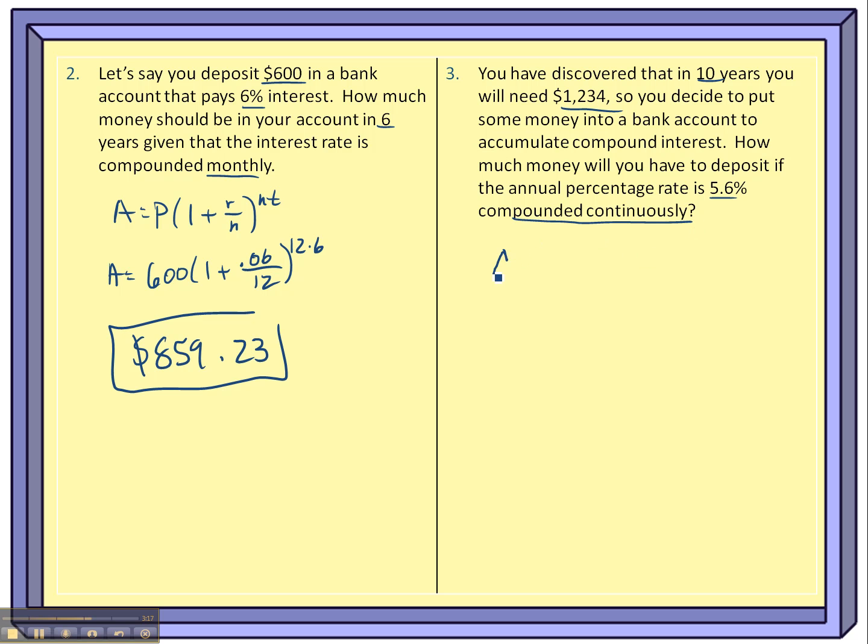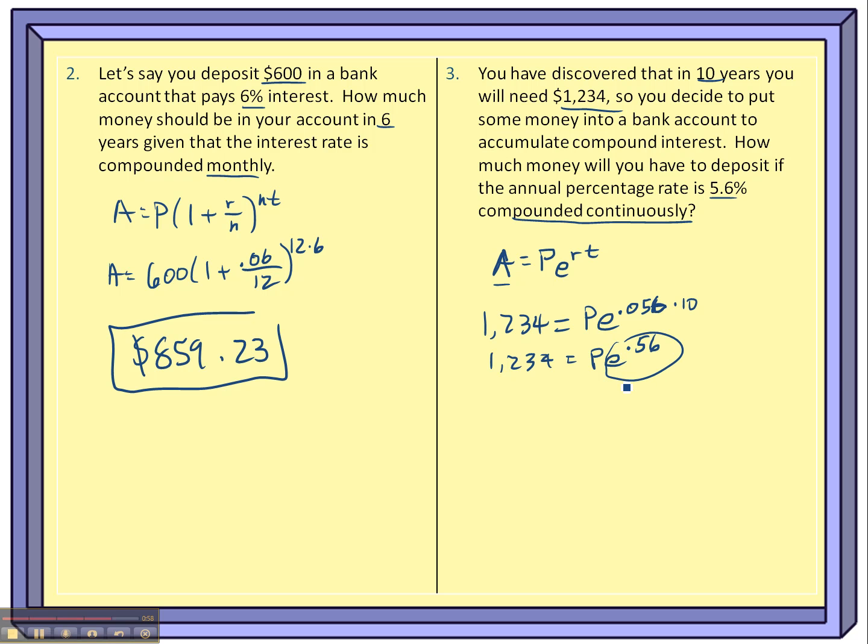So this time the amount is equal to principal times e to the rt power. Where r is our rate, t is our time, and this time we know the amount is $1,234. We don't know what the principal is. e to the r, move your decimal place over, 0.056. That's not a 6. There you go. Times 10. And just go ahead and move that decimal over, this times 10 here. 1,234 equals P e to the 0.56. I just moved the decimal place over because I'm multiplying by 10.